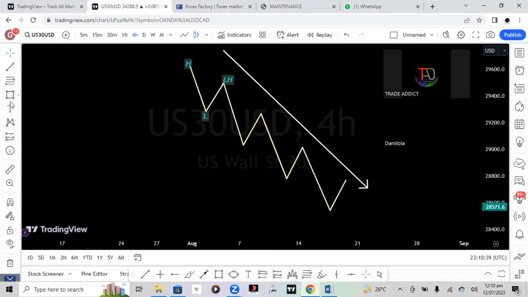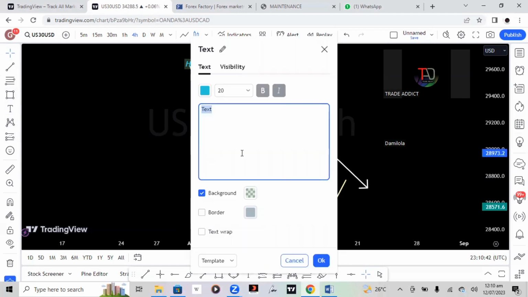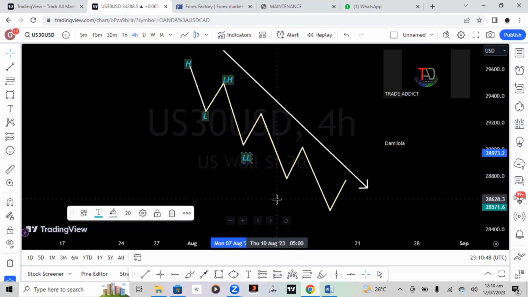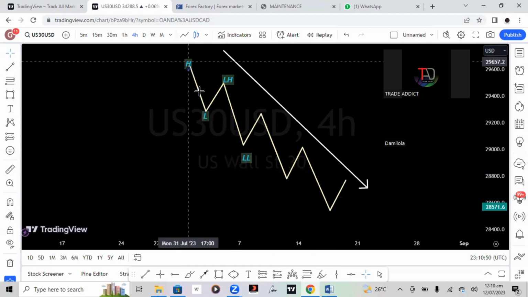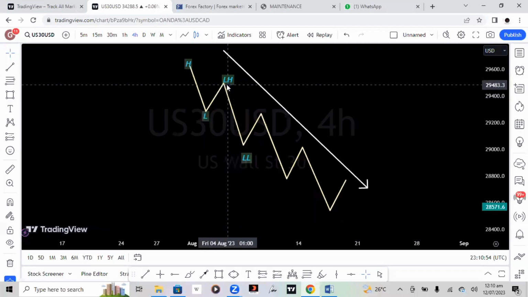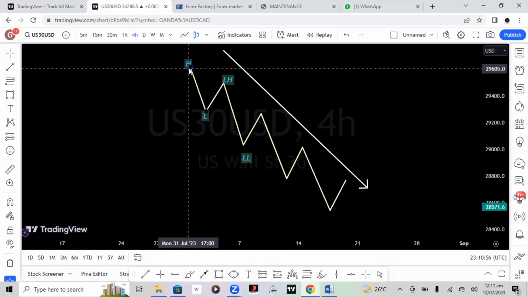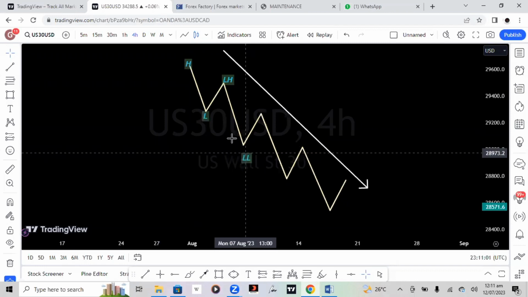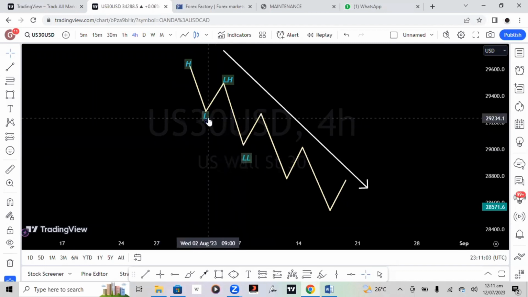And we have this level to be called our lower low. I hope you understand now. So this level is called our high. This level is called our low. This level is called our lower high, because this high is lower than the previous high. So this level is called our lower low, because this low is lower than our previous low.